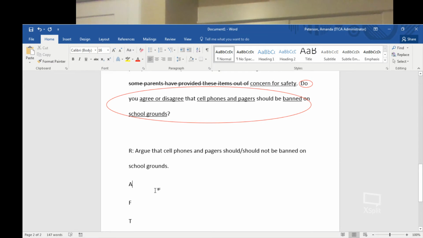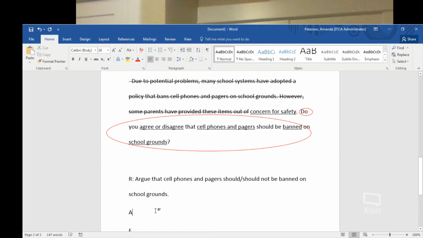Who is my audience? Reading this prompt, it doesn't really say, so I'm going to put the grader.